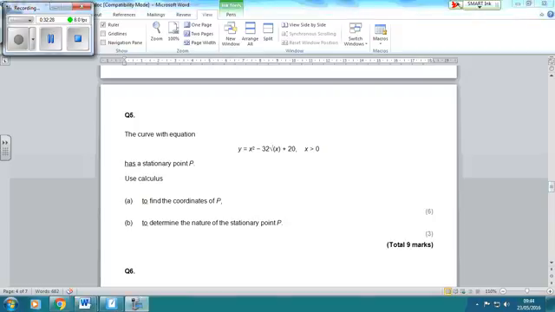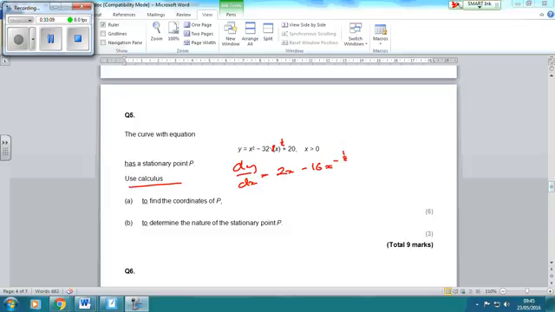Okay, so question 5. The curve has this equation here, so let's write that as x to the power of a half. And it has a stationary point, but use calculus to find the stationary point. So again, we're using calculus to find the minimum or the maximum or whatever it turns out to be. So again, we're going to differentiate, set it equal to 0. So dy by dx equals 2x minus 16x to the minus a half.